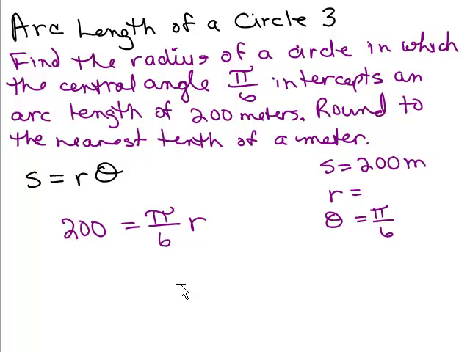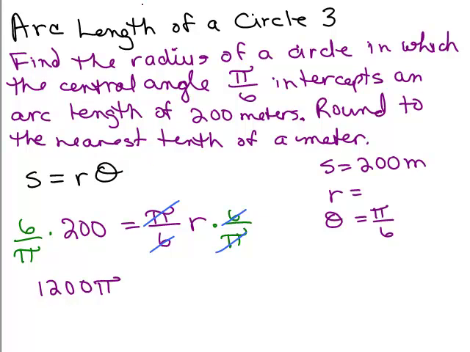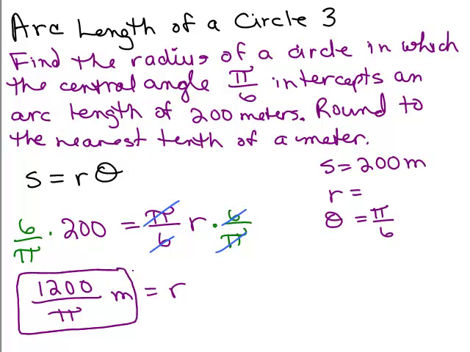So now how do we solve for R? This is just like if it was 3/4 R. So we just can multiply by the reciprocal to both sides, 6 over pi on both sides. So that way the pi's cancel, the 6's cancel, and I end up over here with 1200 over pi. And if the arc length was given in meters, this must be meters as well, right? So that's the radius. That's the exact answer, right?